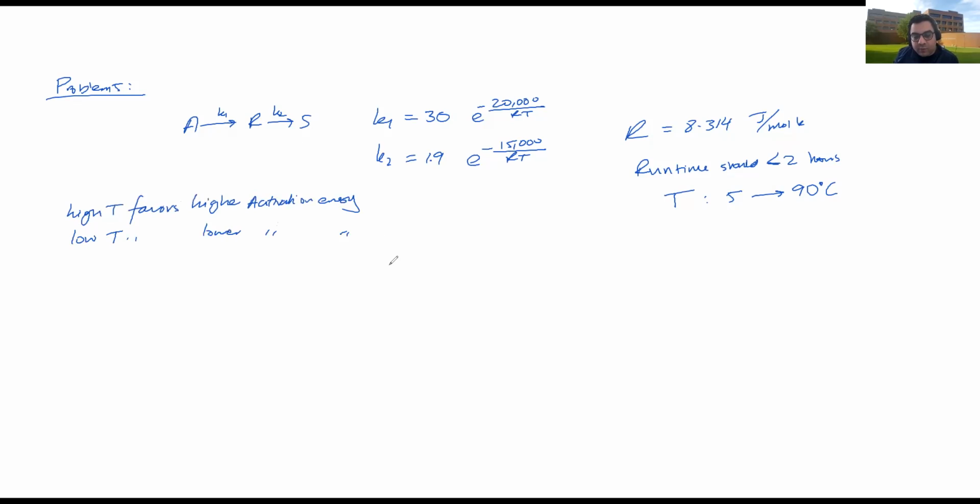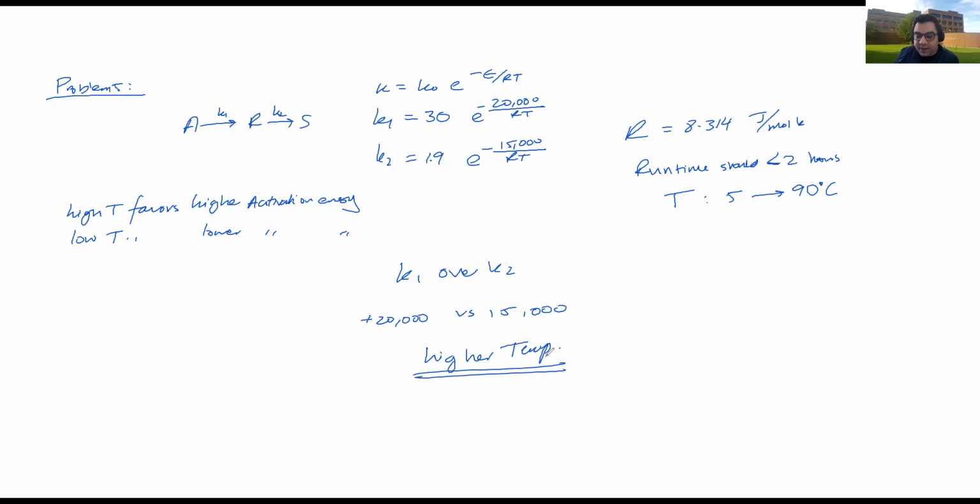So I want K1 over K2. This is what I'm looking for. So E1 in this case is 20,000. The form is K is equal to K naught e to the minus E over RT, right? So E1 is 20,000 versus E2 15,000. If I want to favor the reaction with the higher activation energy, I need to operate at higher temperature. Okay. So in order to favor the reaction with the higher activation energy, you need to operate at the higher temperature.